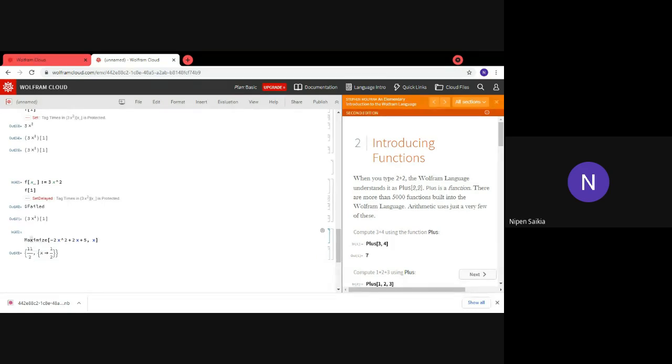Similarly, if I want to find the minimum value, I will write minimize, M-I-N-I, minimize. Then we'll press shift enter. So the minimum value is minus infinity. If I take this as plus and this as minus, then we can get this. So its minimum value is 9 by 2 and the point at which the minimum value occurs is 1 by 2, like this.